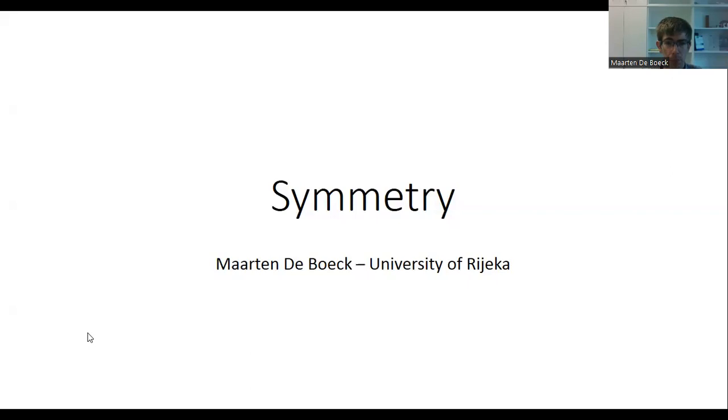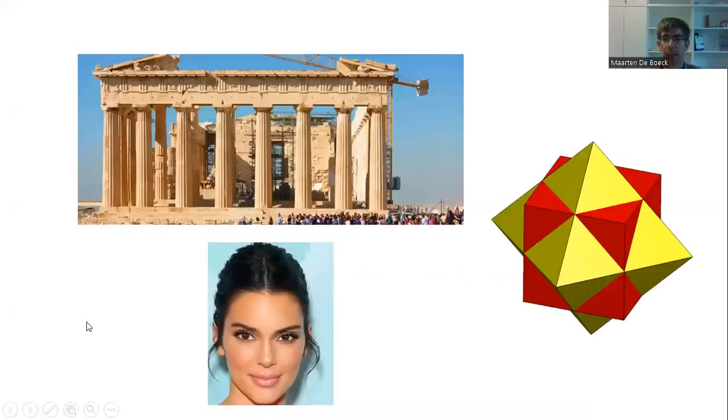Because all of us have an idea about symmetry. We recognize objects in everyday life and say that they are symmetric, whether it is a Greek temple, a human's face, or a mathematical object. We see it has symmetry. So this raises the question, what is symmetry actually? How can you describe to someone else what symmetry is?